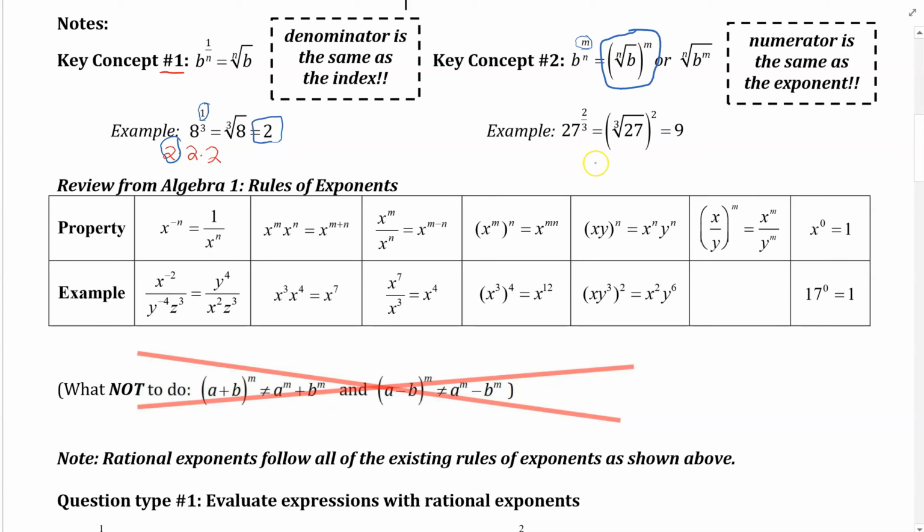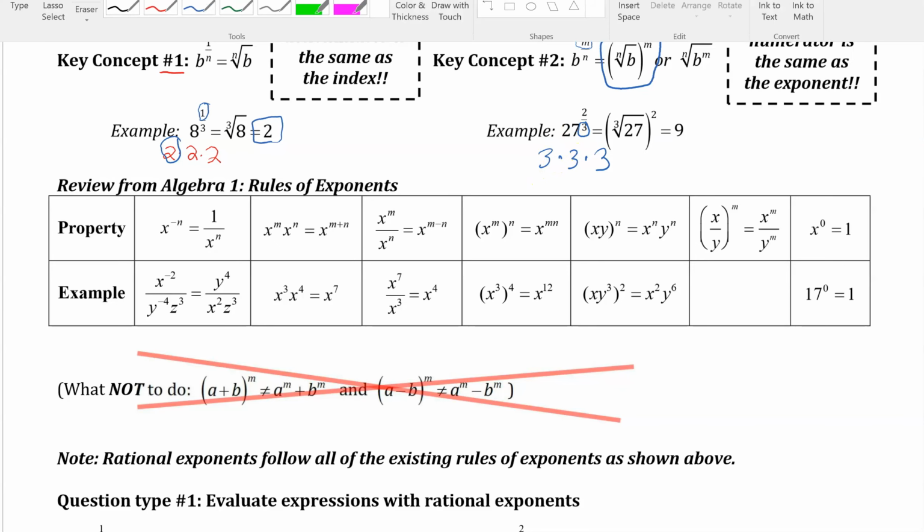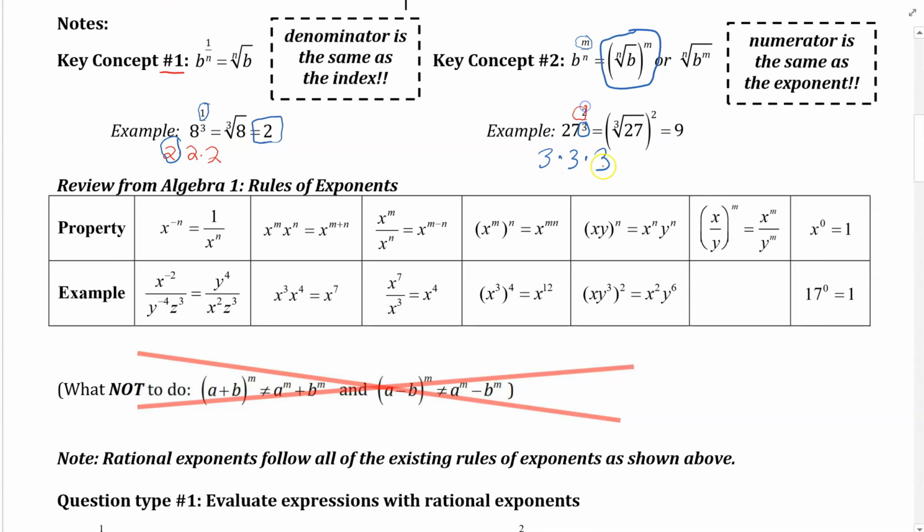And I have an example here. When I have something like 27 to the 2/3, where we just looked at that one in the PowerPoint, first we have to think about what number times itself 3 times is 27? What 3 factors are we thinking about here? And that number is 3. But then the numerator is 2. So then we have to say, I need 2 of those 3 factors that multiply to 27. So then that means I need 3 times 3, which equals 9.